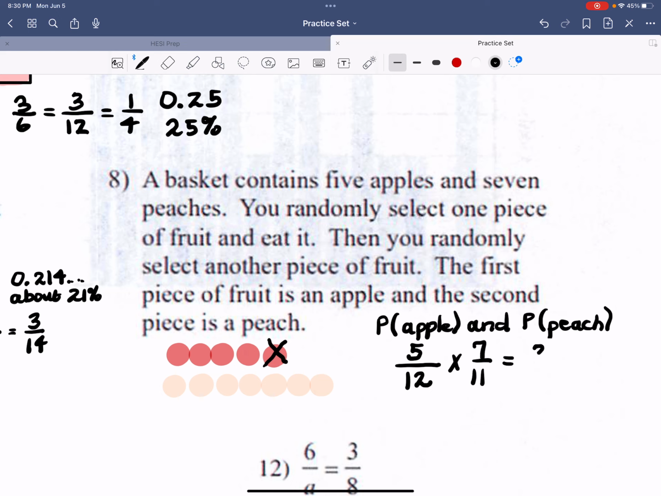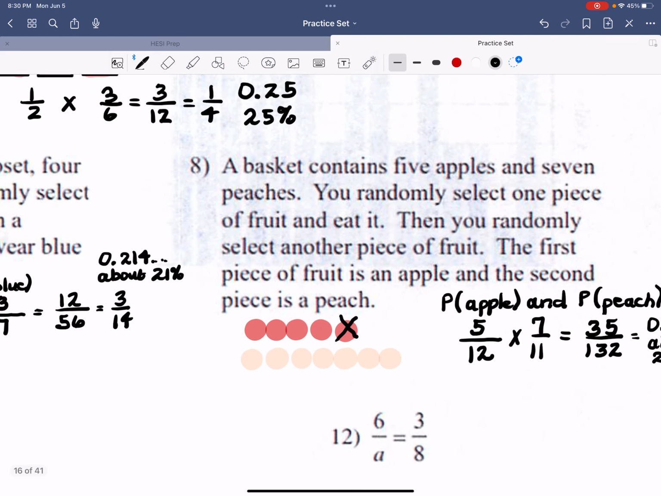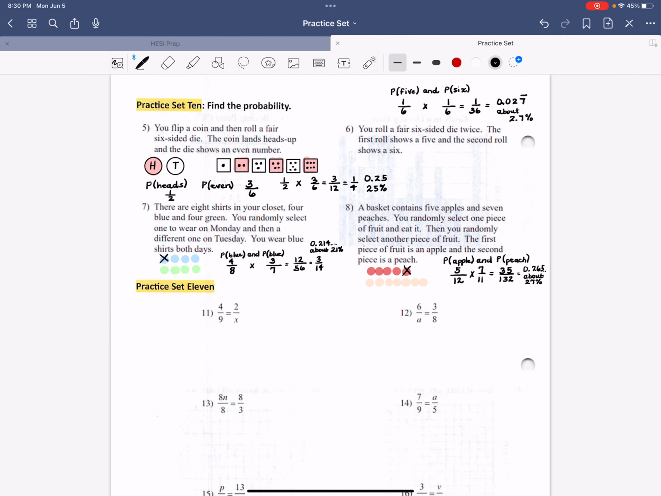7 5s are 35. 11 times 12 is 132. I'm going to go ahead and get my percent right here by doing 35 divided by 132. It's ugly. Most probabilities are. So about a 27% chance of that happening. And those are some very good probability questions.